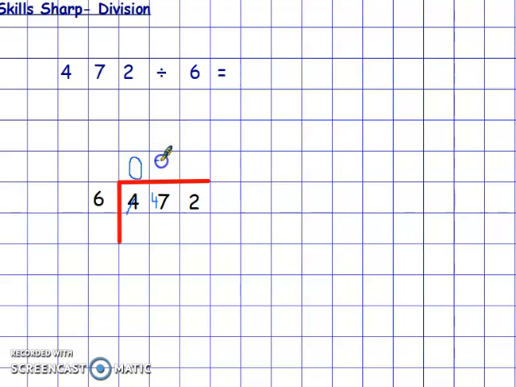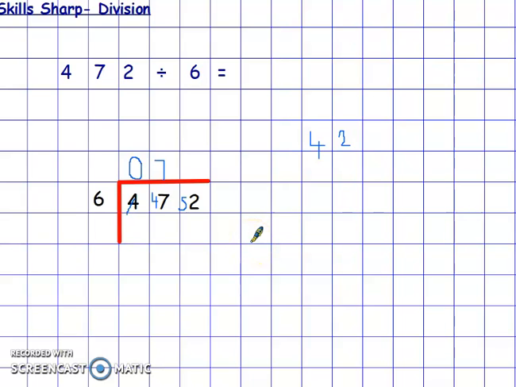So 7 6s give us 42. But we needed to make 47. So what's the remainder? What's the difference between 42 and 47? That's right, 5. So we move the 5 over to the 2 because that's the remainder. So the 2 becomes 52. How many 6s in 52? Let's count up together.